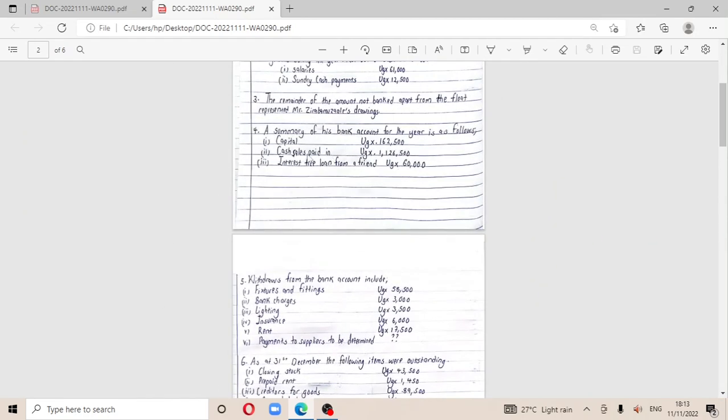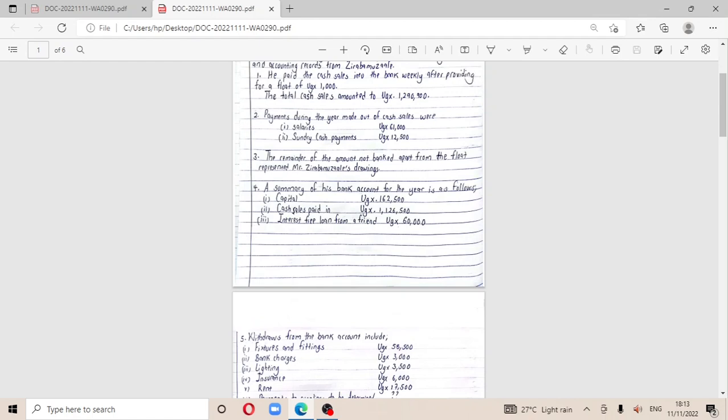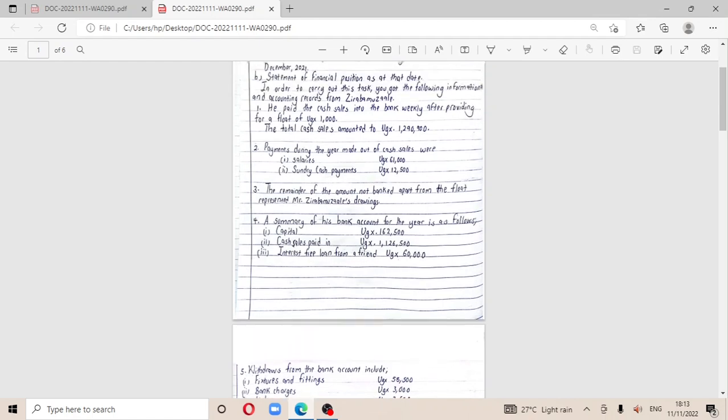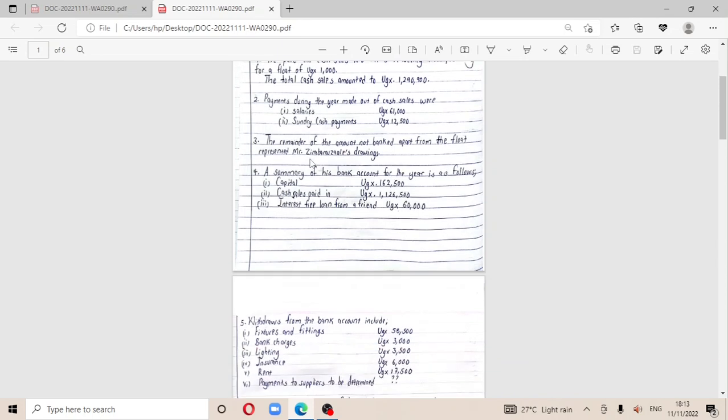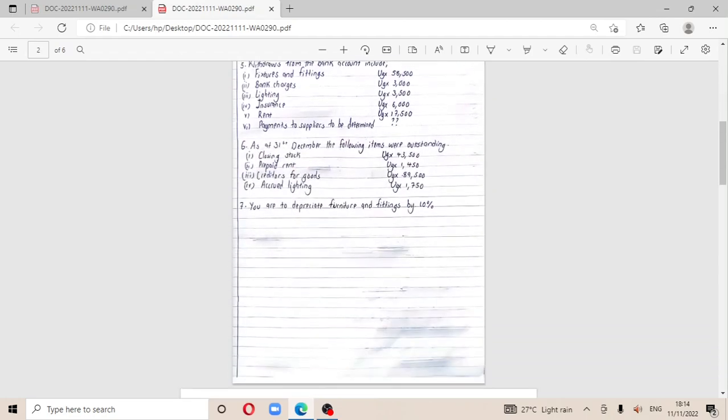So they're saying cash sales paid in, meaning that these cash sales must have come from the cash itself. If I take you back to point number 1, which talks about the total cash sales amounting to 1,290,900, it means that from these total sales, they made a contra entry. They deducted from the cash and put that money in the bank. So that is point number 2.